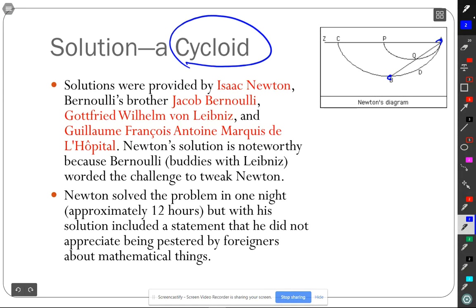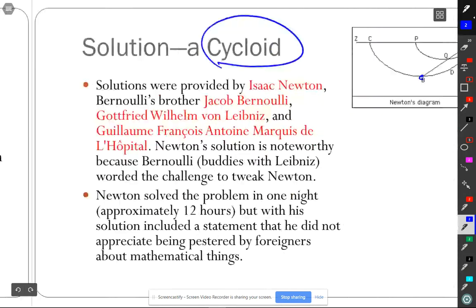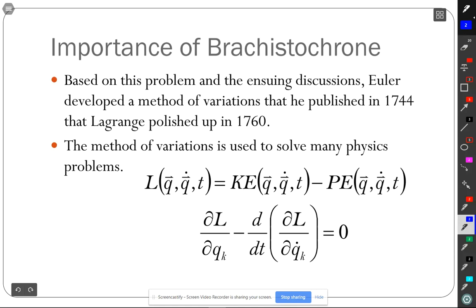Yeah, this was 1696, right? Yeah, 1696. So Euler in 1744 published a method for solving physics problems using the same variational principles. And then Lagrange, and I should have put Euler and Lagrange's full names because I don't know them. Lagrange in 1760 polished it up into what we now call Lagrangian mechanics.